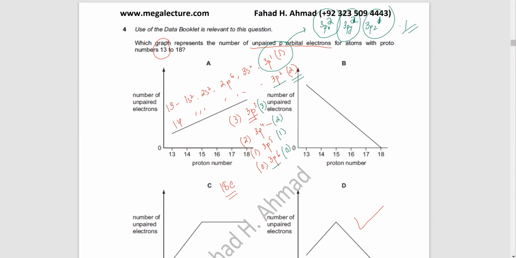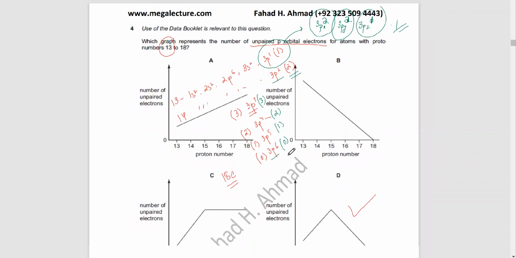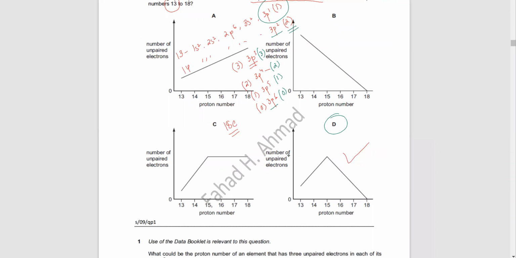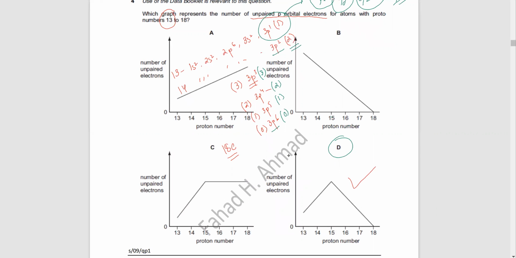So the number of unpaired orbitals, it goes from 1, 2, then 3, then it starts decreasing 2, 1, 0. So the graph is going to look like this. Okay, it's going to be D.